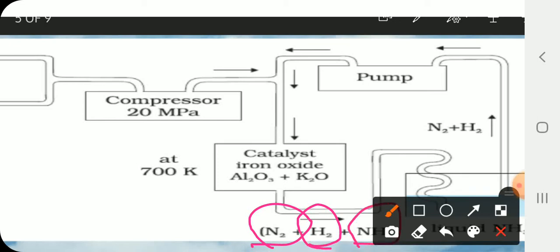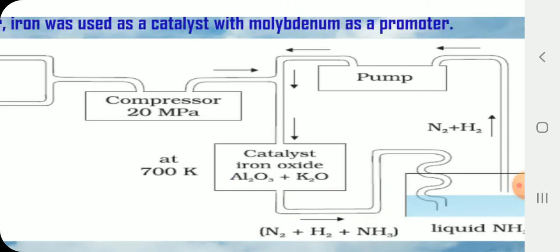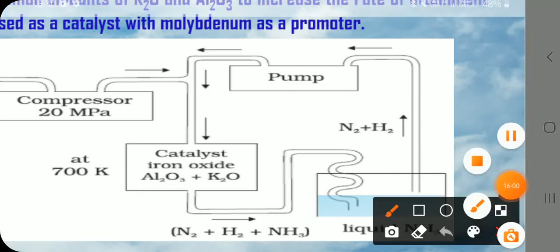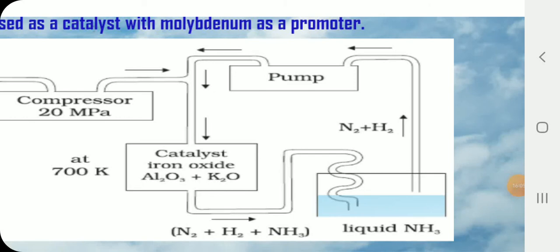Look here, from this catalytic chamber, what is coming out? Unreacted N2, unreacted H2, and formed ammonia gas are coming out. These move to a condenser. This is the condenser here. Cold temperature is maintained. The ammonia gas formed gets condensed to liquid ammonia. So here we get liquid ammonia.